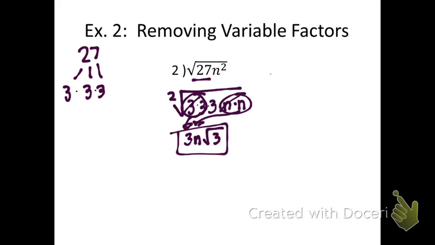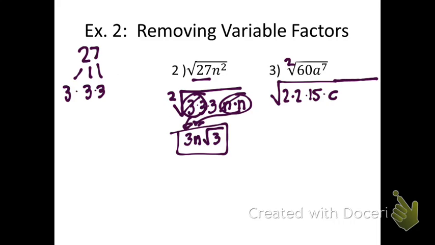Number 3. We got rad 60a to the 7th. Okay, so again, square root of 60. So we know that 60 is equal to 4 times 15. 4 is a perfect square, so it's going to be 2 times 2 times 15. And it's a to the 7th. Now here's a little trick. I'm going to leave a to the 7th there this time.